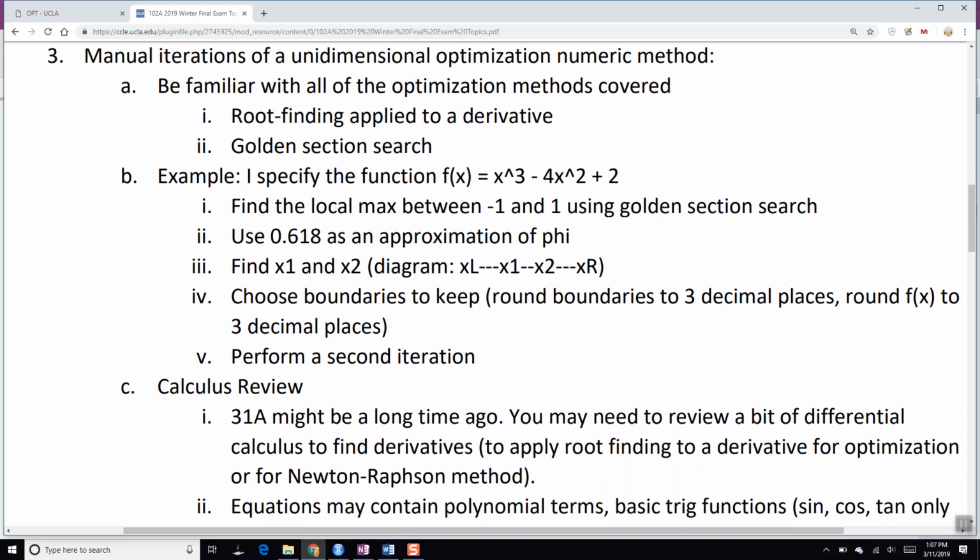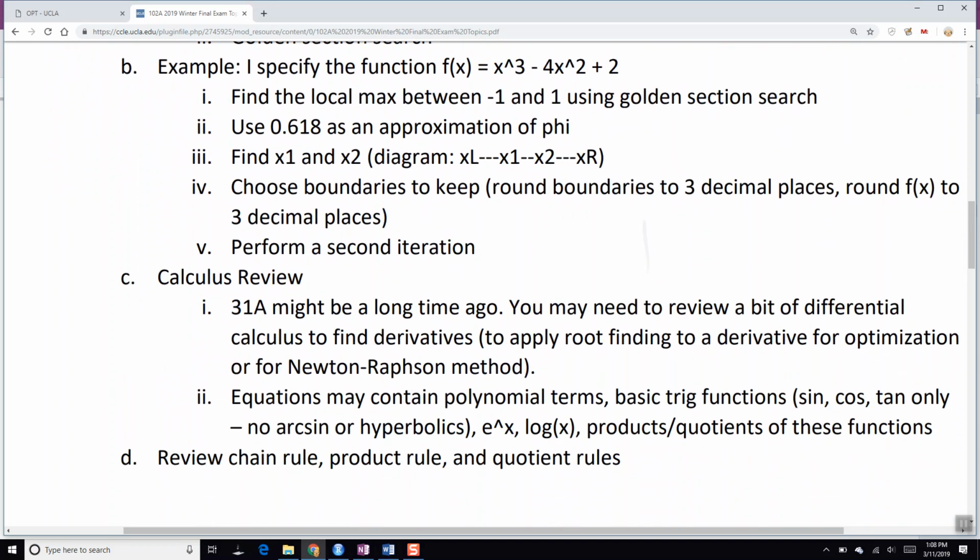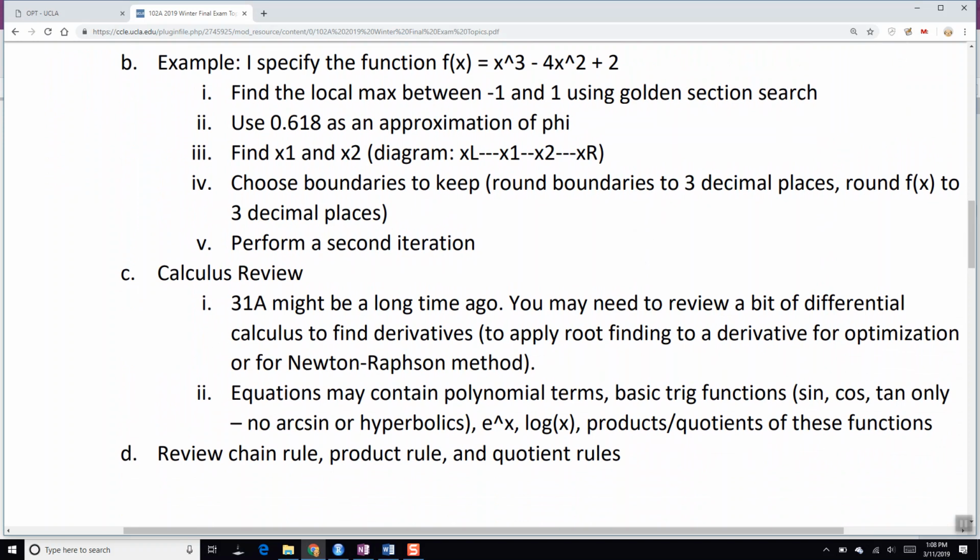If the question is root finding applied to a derivative, I expect you to be able to figure out your derivatives. It might be a long time since you've taken 31A or your univariate calculus class. So maybe you need to review. The problem I provide will not be too crazy.